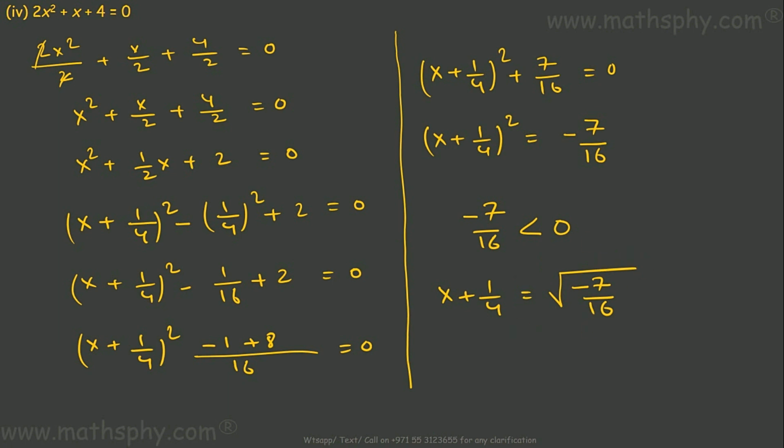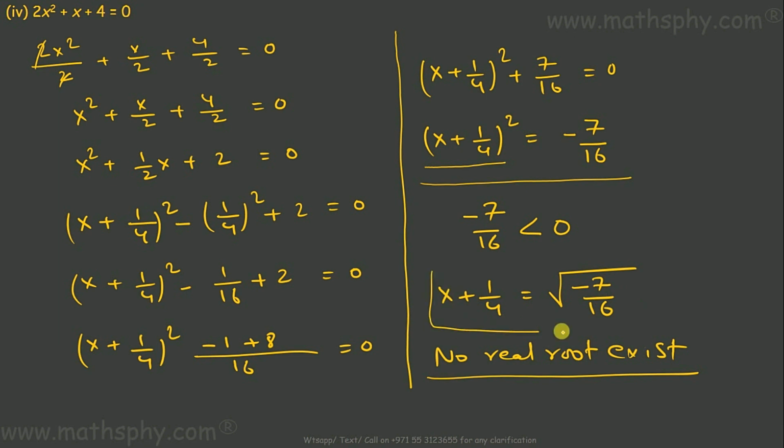So the moment you find any number in this format, when this side is equal to any number which is less than 0, in that case that quadratic equation will not have any real root. So I'll write no real root exists. This is not possible. All right, not possible. All right, all done.